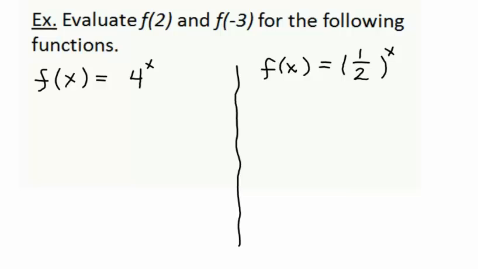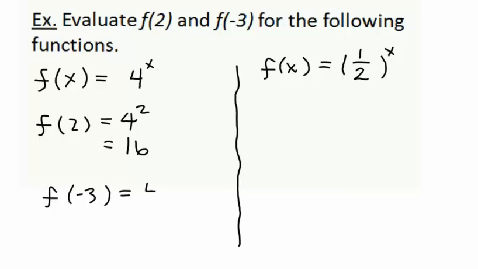Let's begin on the left side with f of x equals 4 to the x. First, we're going to substitute in the value of x is equal to 2, and we get 4 squared. 4 times 4 is 16. Next, let's substitute in the value x is equal to negative 3, so we get 4 to the negative 3. This is the same thing as 1 over 4 cubed. And 4 times 4 times 4 is 64, so we get a fraction 1 over 64.